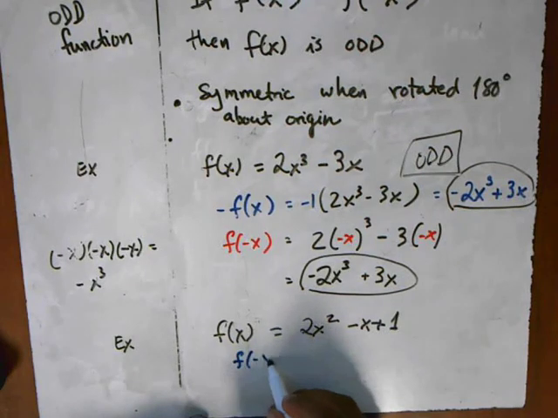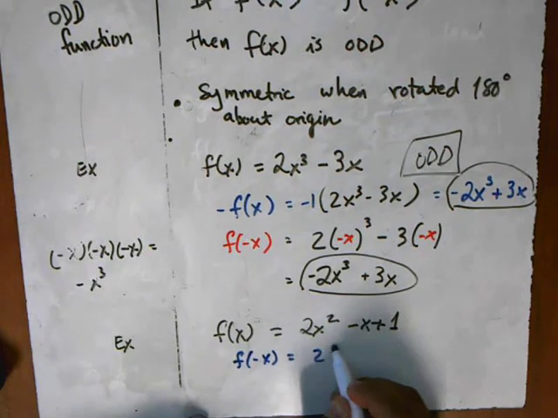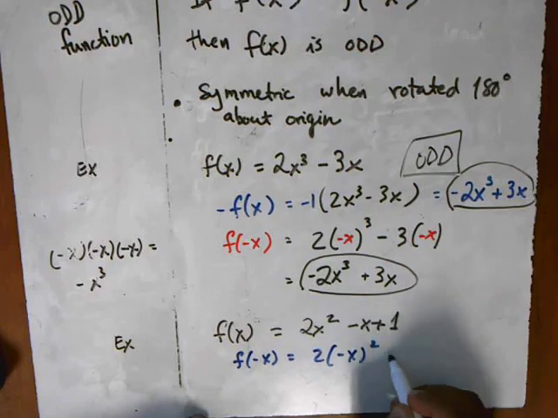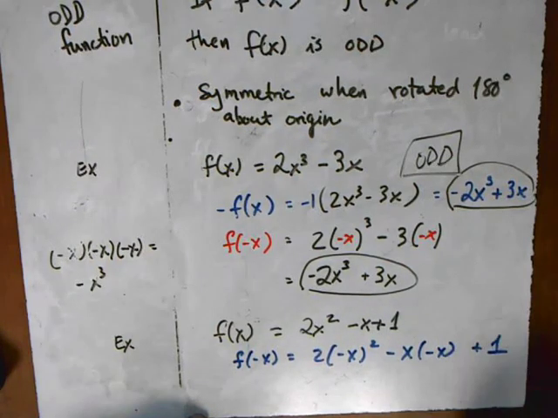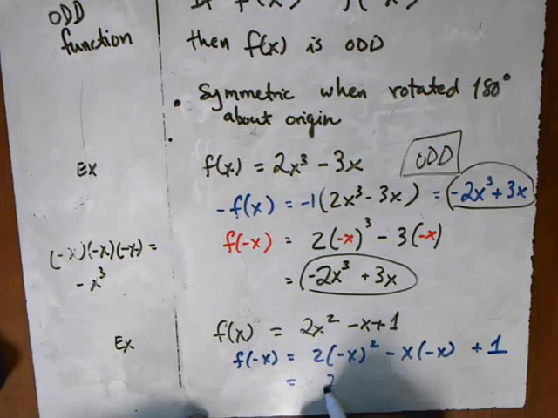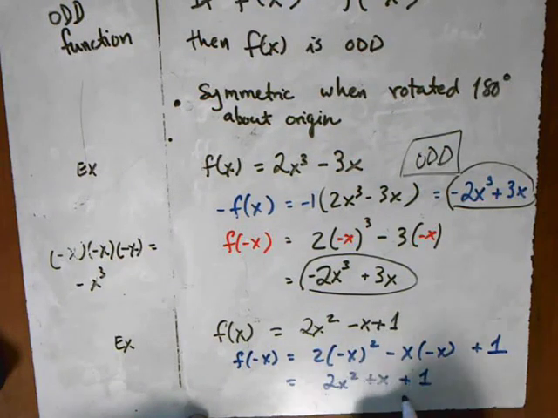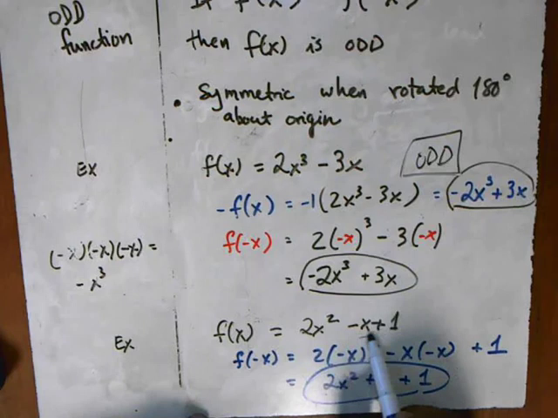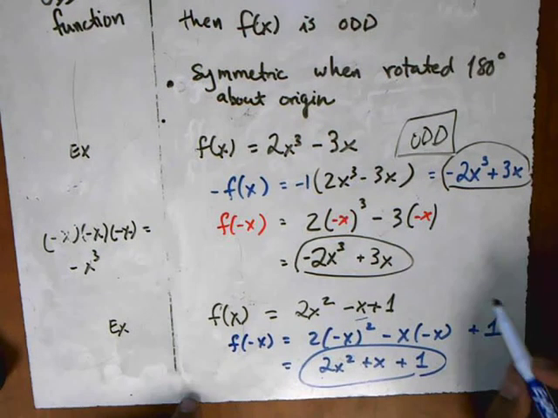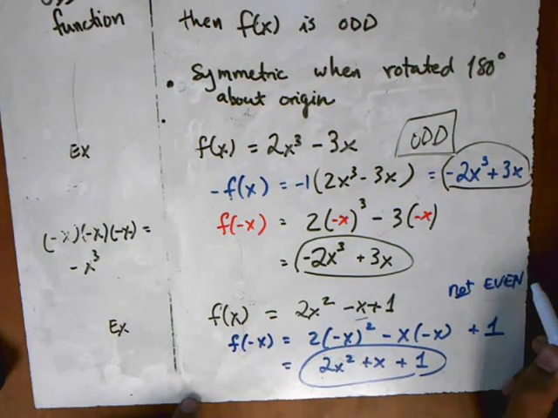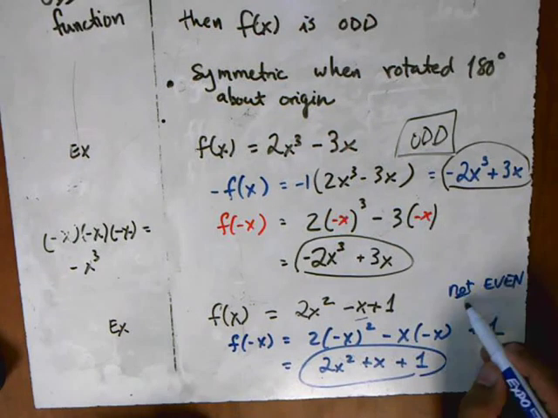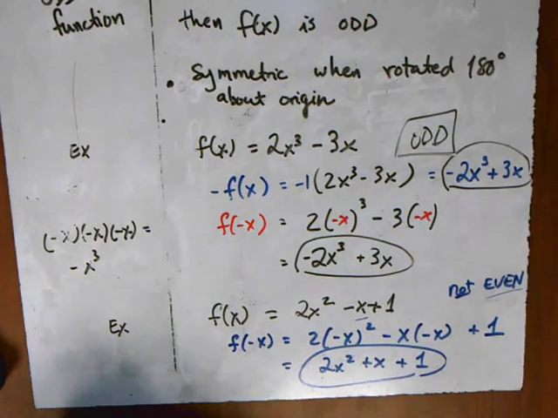So if we set f of negative x, this would be 2 times negative x squared minus x times negative x plus 1. So this would give us 2x squared plus x plus 1. And this part right here is different from the original, so it is not even. I'll leave it up to you as an exercise to show that it is also not odd.